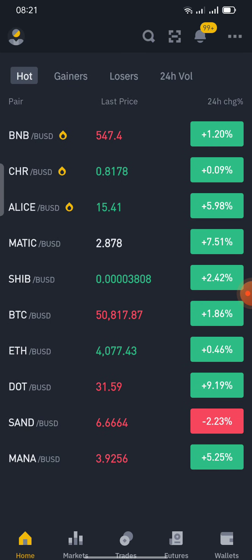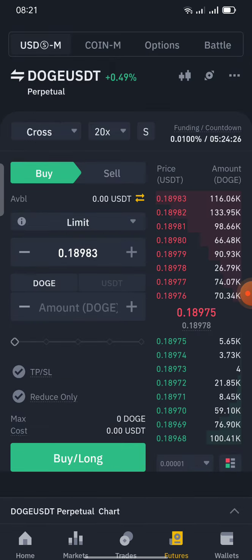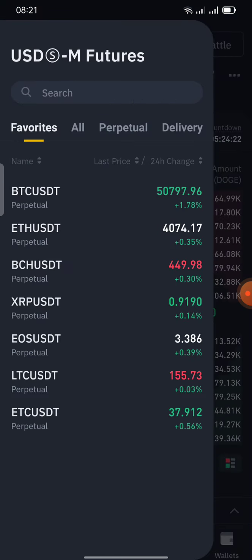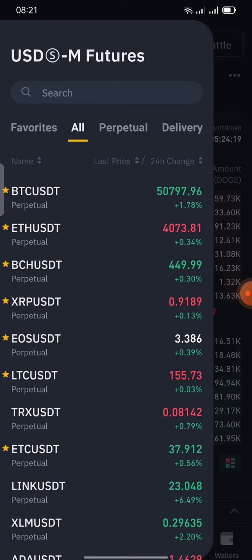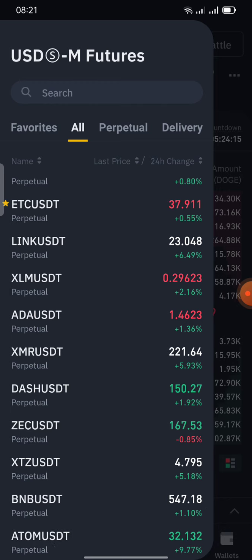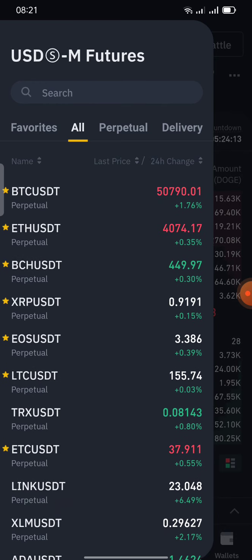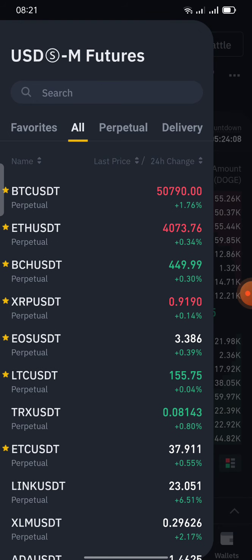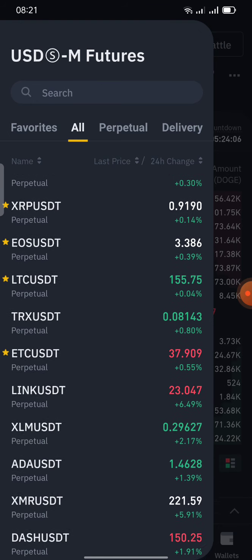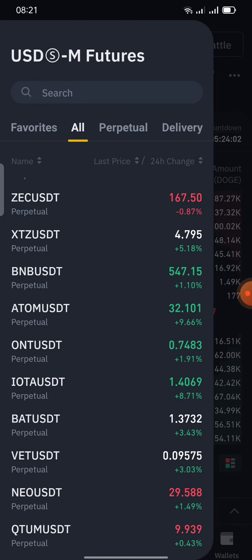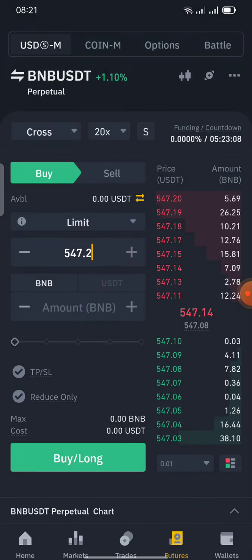So for the Binance futures, you just need to click here, Binance futures. So you can choose the coin which you want to trade in Binance futures. So for now, let me do BNB. Okay. So here you can find here at first.